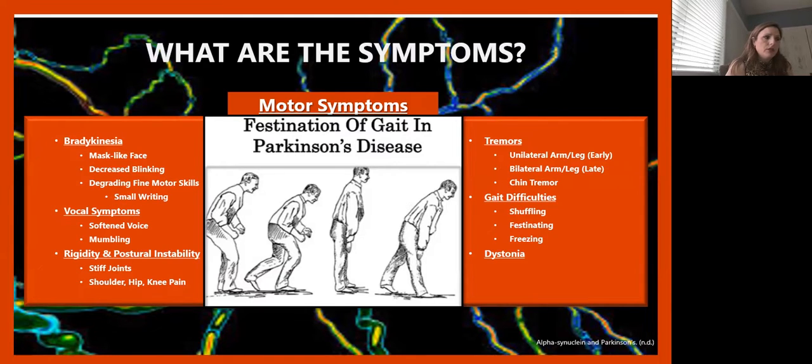Examples of bradykinesia include decreased blinking. So a lot of patients will have dry eyes or vision changes, loss of facial expression, decreased pace or stride in their walking. They lose the arm swing, or they make smaller steps, or their handwriting is even smaller.